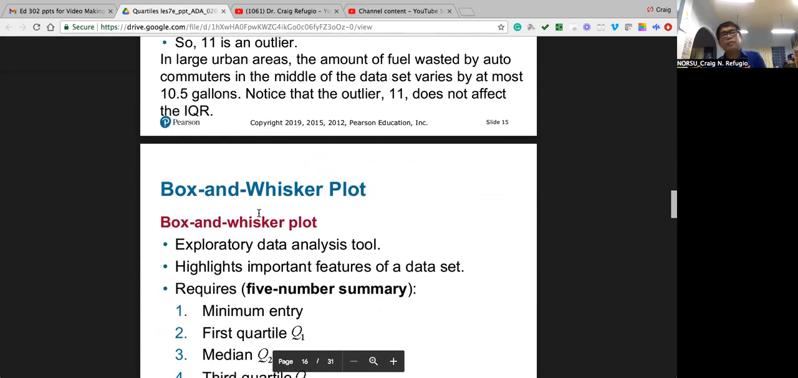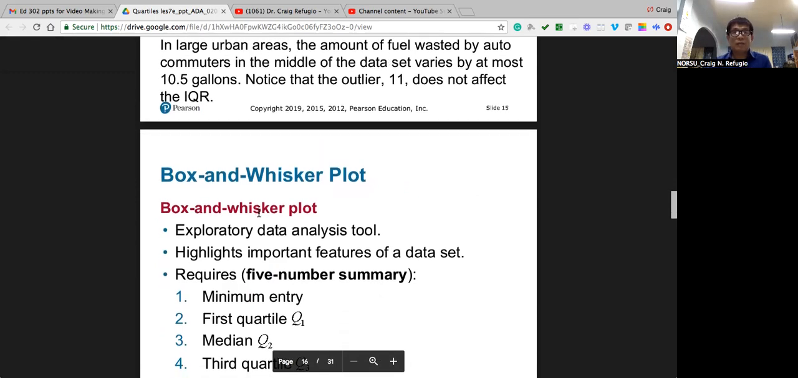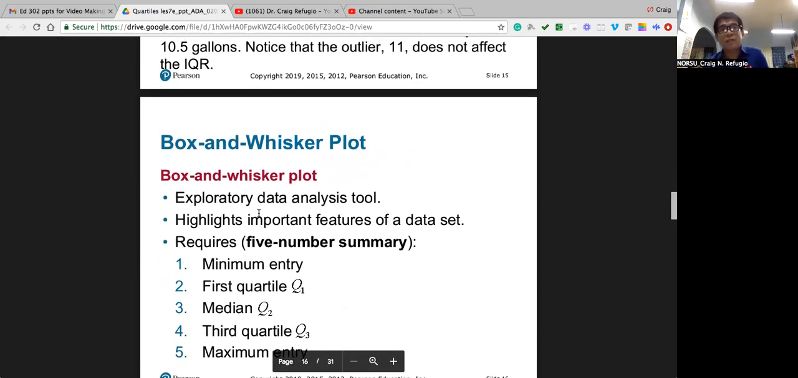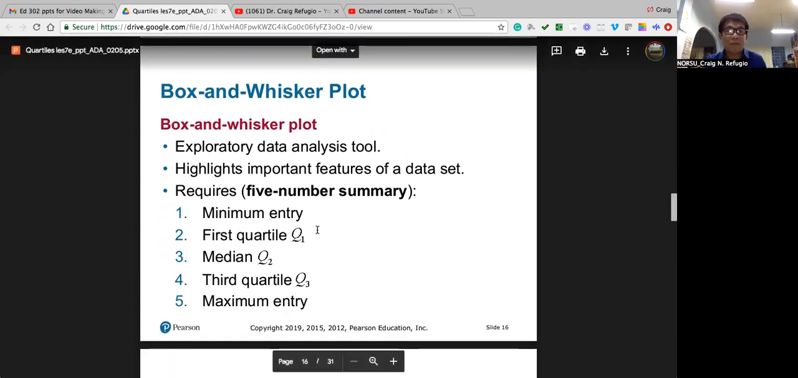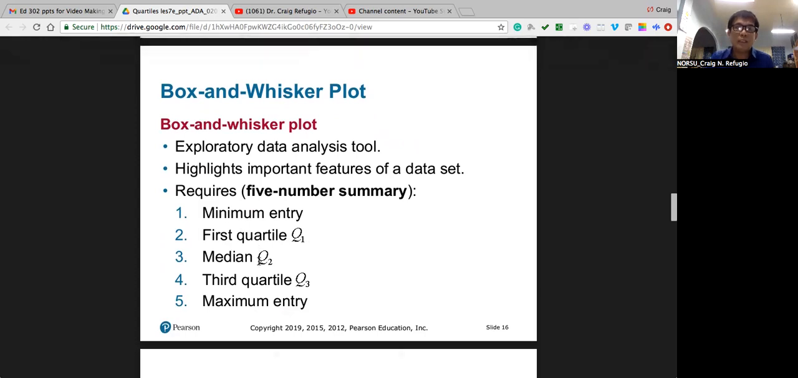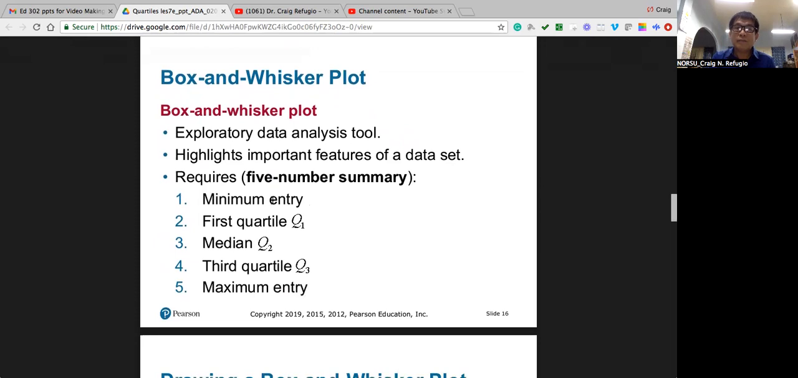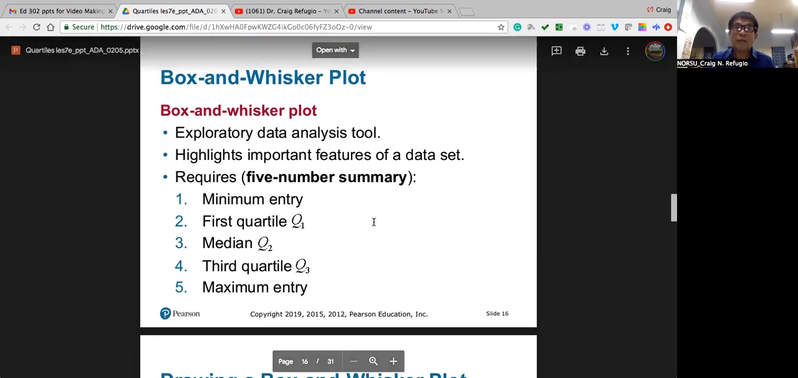So the next term is all about the box and whisker plot. This is part of exploratory data analysis tools. It highlights important features of a data set, and this would include the five-number summary. The five-number summary is very common in descriptive statistics. What do you see in a five-number summary? You can find the minimum entry, the first quartile, the median, the third quartile, and the maximum entry. These are the five numbers in a five-number summary.